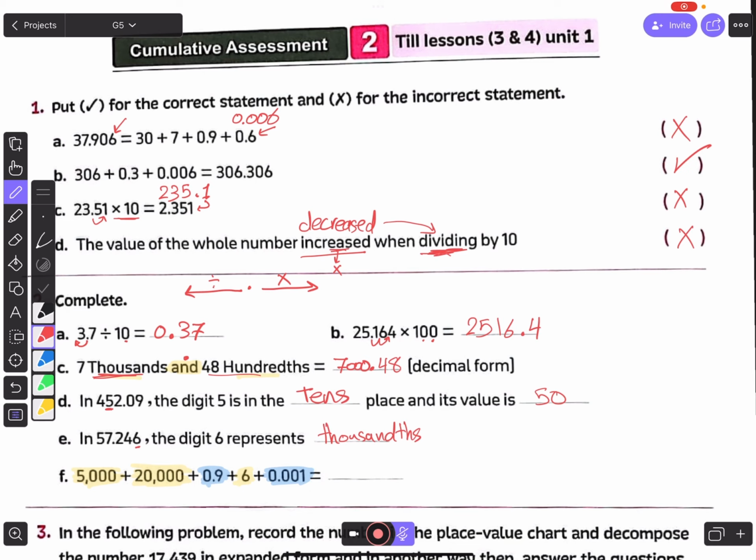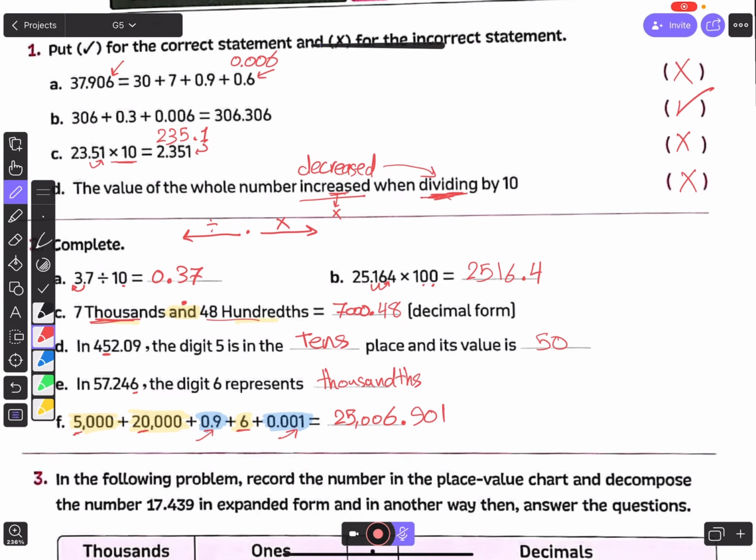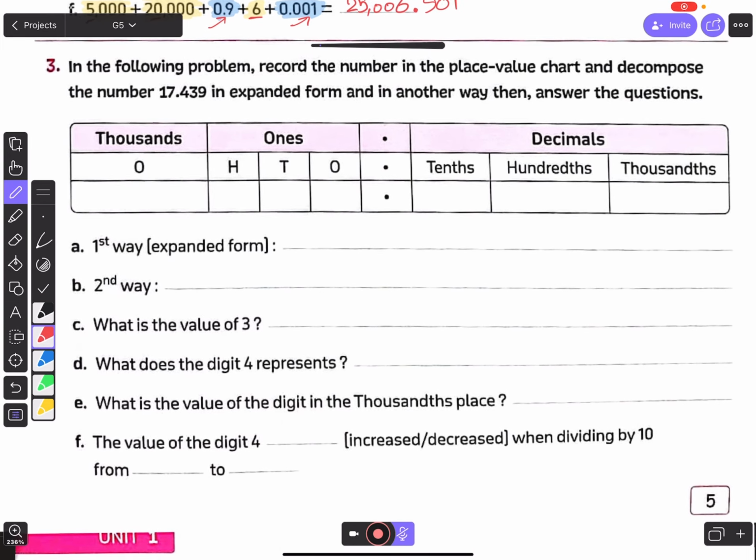So we will write a decimal point here. It separates between the whole and the decimal. The whole will be 25,006. So right here, 25,006. And the decimal will be 901 thousandths. So let's move to the next question, number 3.